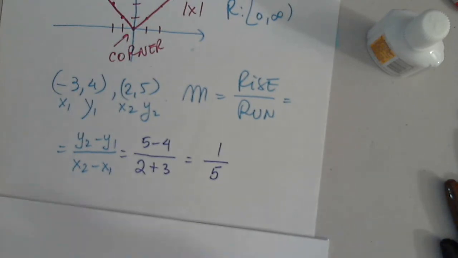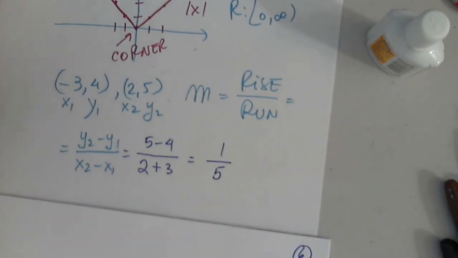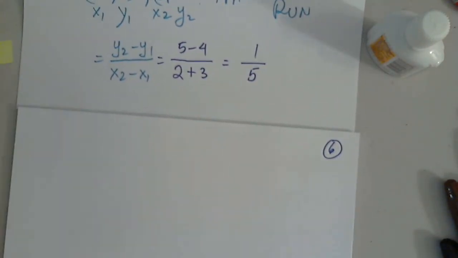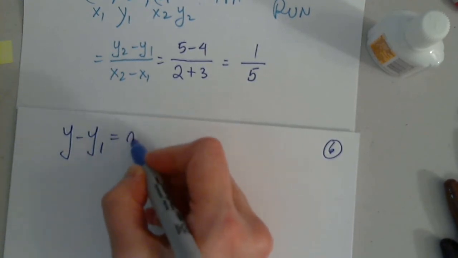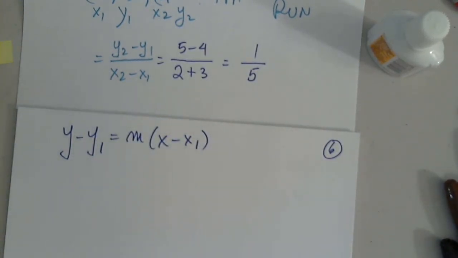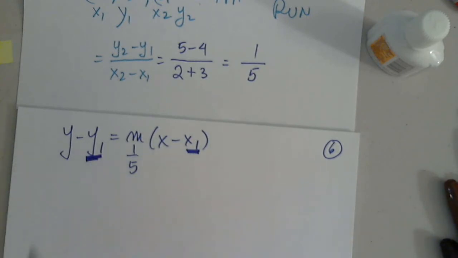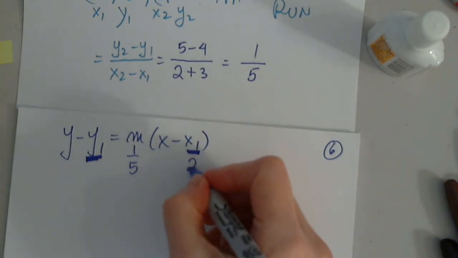Okay, next. What do I need to find after I find the slope? Y-intercept. That's a possibility. Since I have y minus y1 equals the slope times x minus x1, I'm not going to bother with the y-intercept. So this is 1/5, and it doesn't matter which one you want to use. Which point would you like to use? (-3, 4) or (2, 5)? It doesn't matter. (2, 5). Perfect. (2, 5) it is.